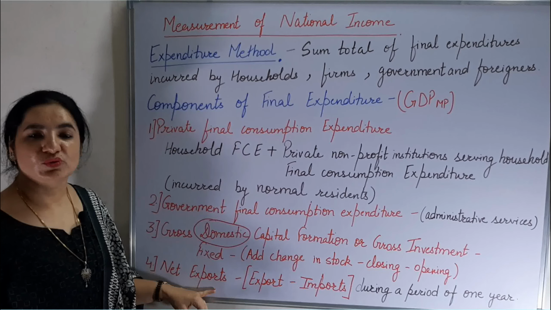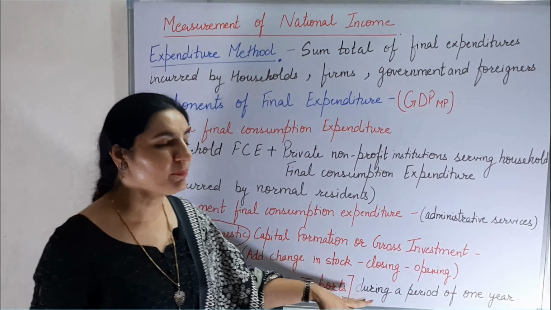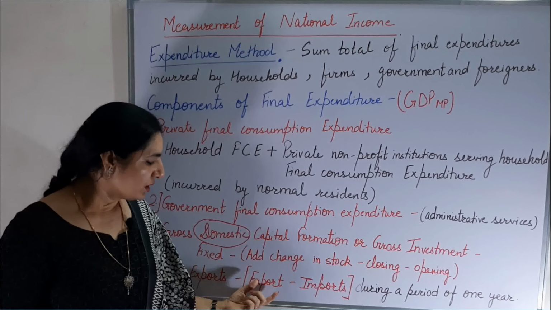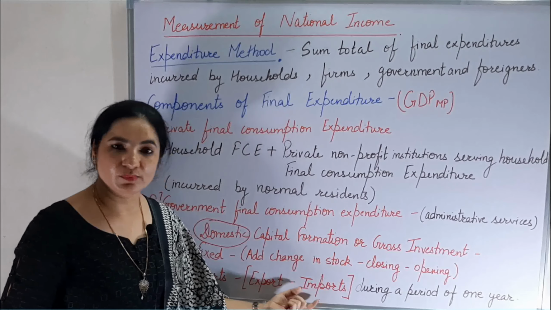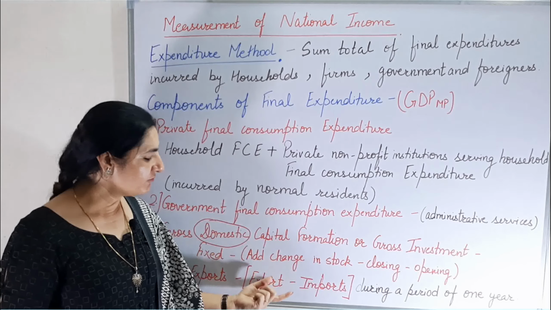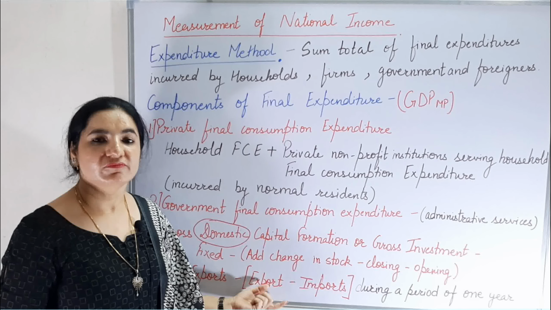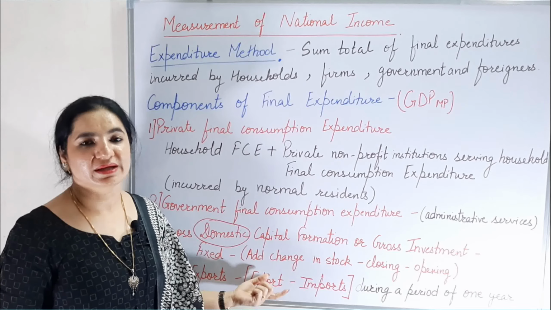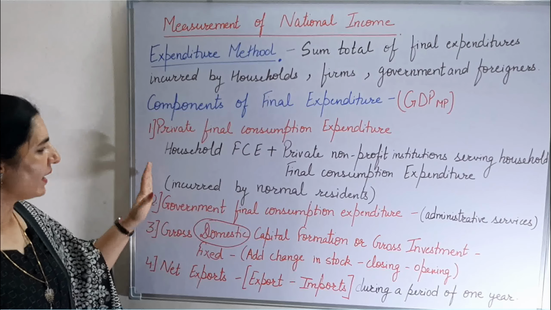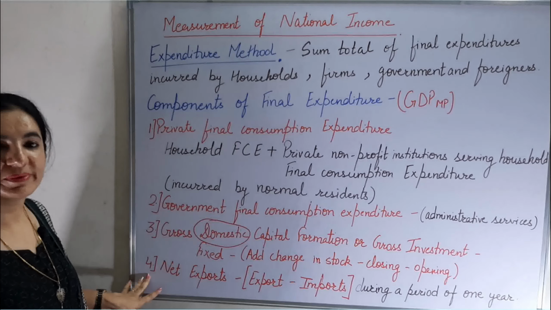Next bit is net exports. Net export means export minus import, and it will be for a particular period, that is period of 1 year only. Here I would like to mention, sometimes it may happen that exports are more and imports are less, so the figure will be positive. If imports are more and exports are less, then the figure will be negative. So accordingly the calculation will be made. Here all the 4 bits will be added, that is 1 plus 2 plus 3 plus 4, to arrive at GDP at MP.